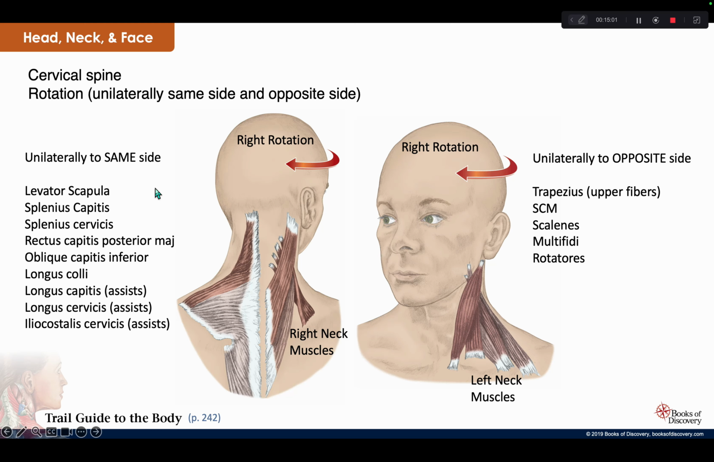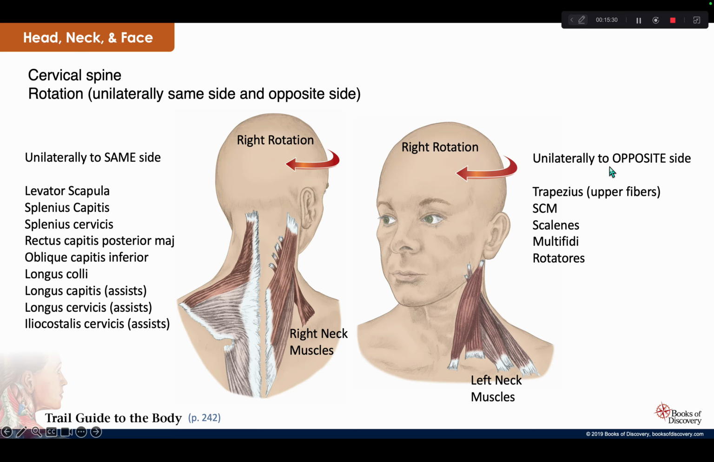So if you are engaging your right-sided muscles, we'll say, and rotating to the right, these muscles will rotate to the same side they're on. That would be your levator, your splenius capitis and cervicis, rectus capitis posterior major, oblique capitis inferior, and so on. All right, the bottom three just are little assisters.